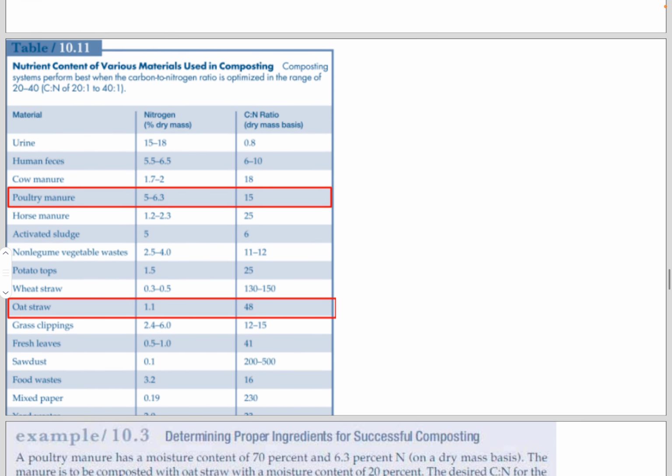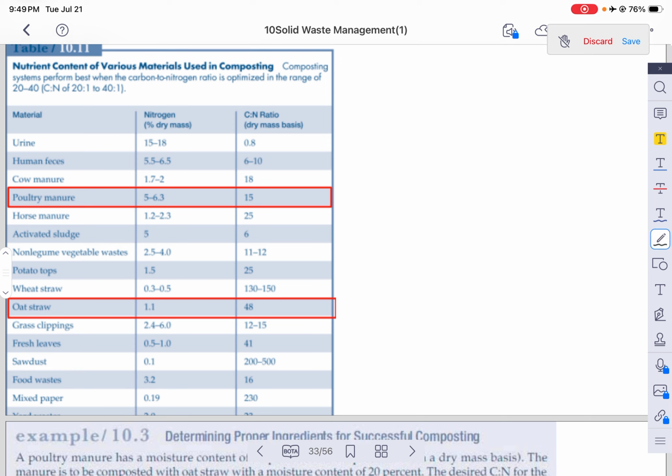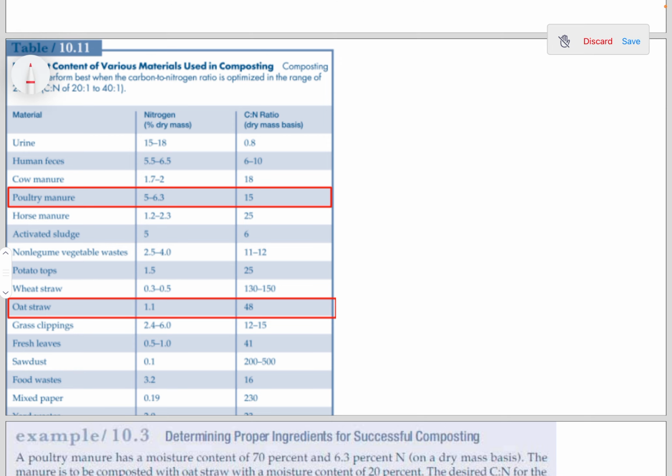Okay. This is a table in the book that shows, for example, if you have poultry manure, that's from chicken, a nitrogen percentage of dry mass of 5 to 6.3%. The C/N for this poultry manure is 15. Okay, C/N, so there are no units for this. If you have oat straw, it's 1.1 nitrogen percentage by dry mass and 48 C/N. We'll show you an example right now that is similar to the one we have.